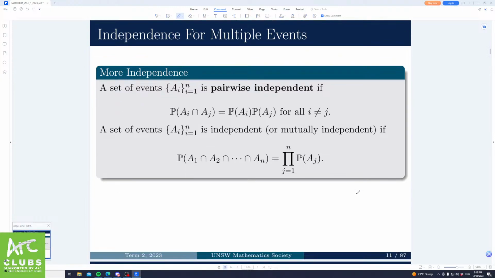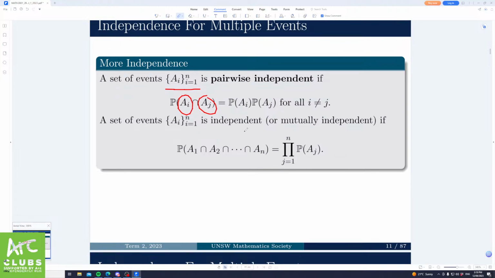Pairwise independence. So if we have a set of events that are pairwise independent, that means if we take every single pair, like every single subset of size 2 from this original set, well then the two sets are always independent. So if we take any A_i and any A_j from that original set, they are independent, and hence they satisfy that independence condition. The probability of their intersection is equal to the product of the probabilities.